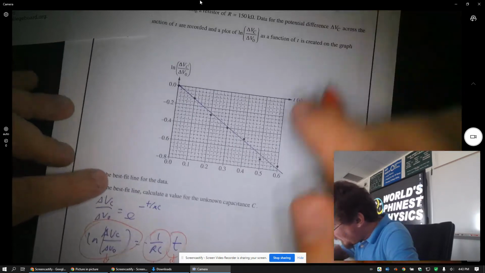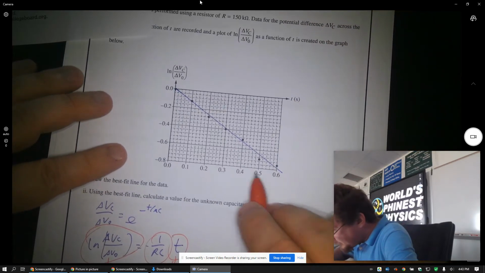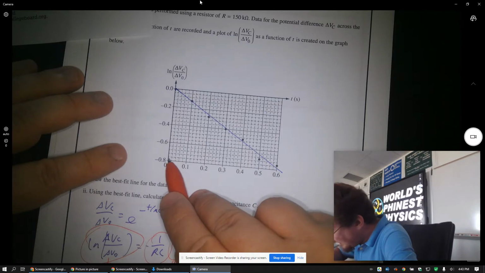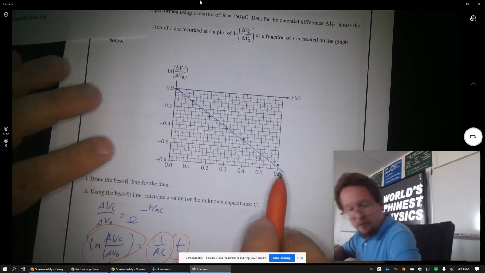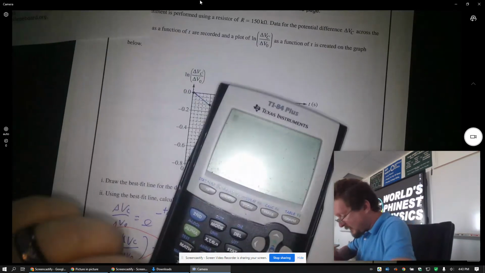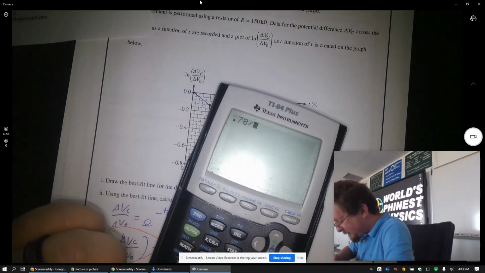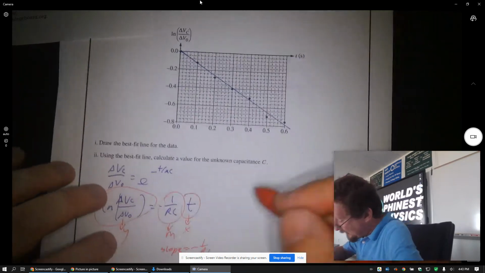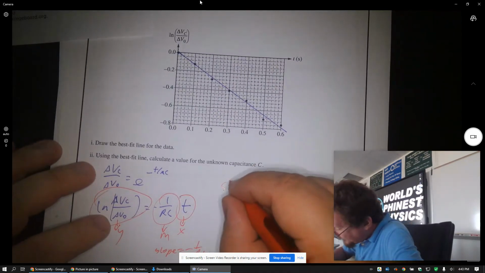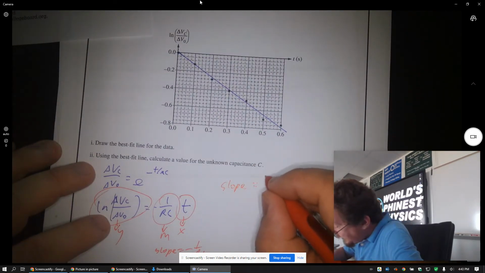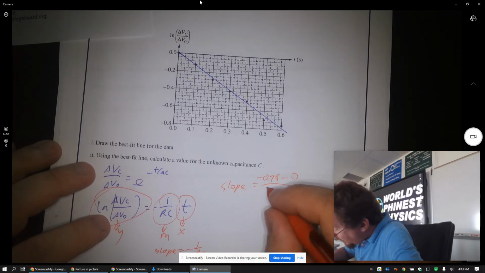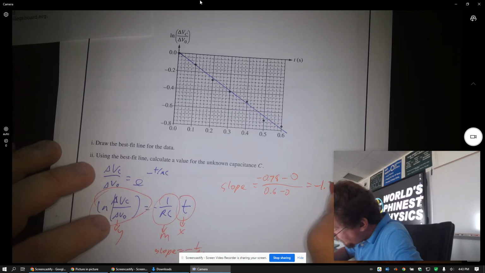What is the slope of this anyway? Gosh, okay, I can't count. 0.7 is 76. Maybe 0.78 over 0.6. Does anybody know what that is? 0.78 divided by 0.6. All right, hey, that's a nice number. It's not going to be nice for long. Okay, so the slope is technically negative 0.78 minus 0 over 0.6 minus 0, which is negative 1.3.